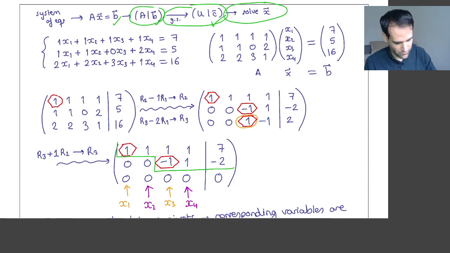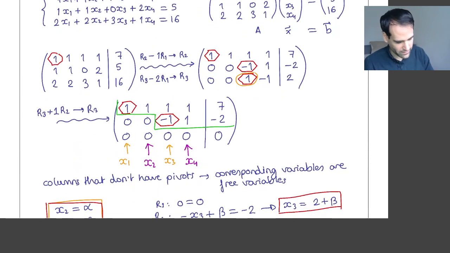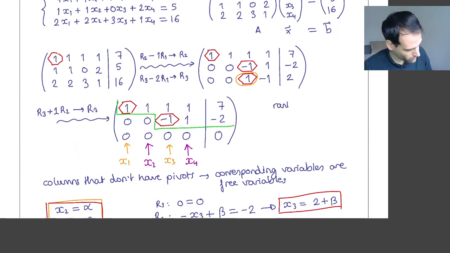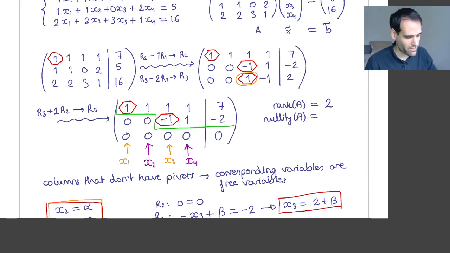So remember, the rank of the matrix A is equal to the number of columns that have a pivot. So here we have 2 columns that have a pivot. Therefore, the rank of A is 2. The nullity of A is equal to the number of columns that do not have a pivot, which in this case is this one and this one. So therefore, the nullity of A is 2.